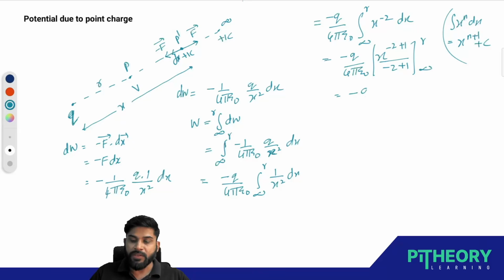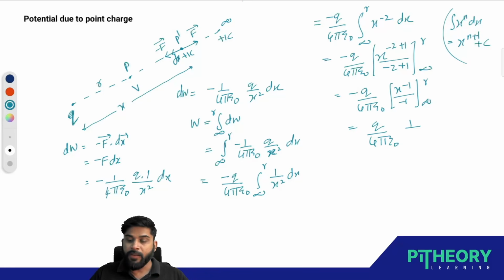So you get minus q divided by 4 pi epsilon 0 into x to the power minus 2 plus 1, which is x to the power minus 1 only, correct? So x to the power minus 1 divided by minus 1 with the limit from infinity to r. So this negative and this negative will get cancelled. So you'll be getting q divided by 4 pi epsilon 0 into x to the power minus 1, which means 1 by x only, correct? 1 by x only with the limit from where to where?